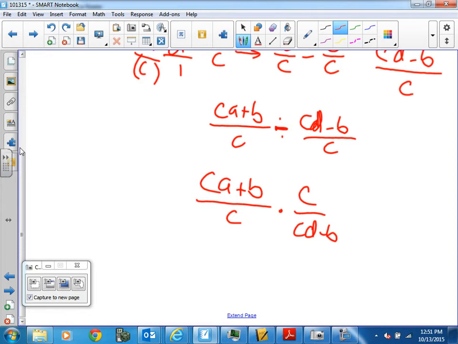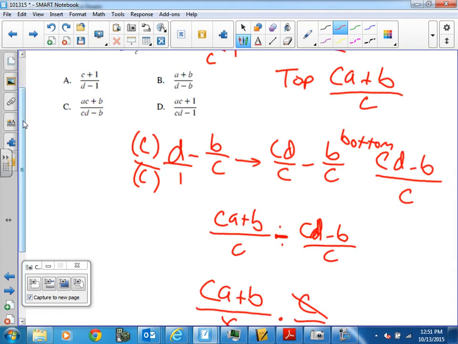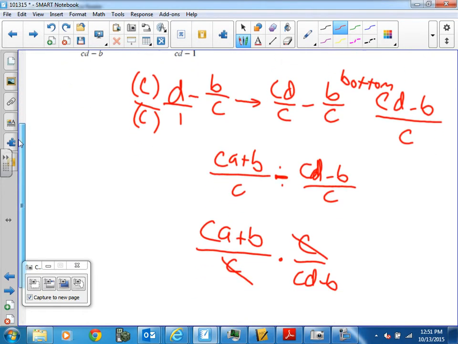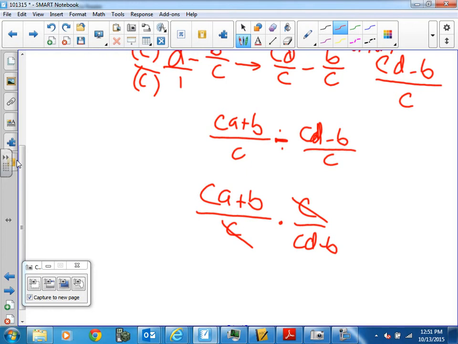All right, as we go ahead and do that, we know that we can cancel, not across, but diagonally. And we end up with, on top, so this is just a 1, that's a 1. So I have CA plus B all over, because that's times 1, so it's just CA plus B times 1, which is CA plus B. And then on the bottom we have 1 times CD minus B, so it's going to be CD minus B.